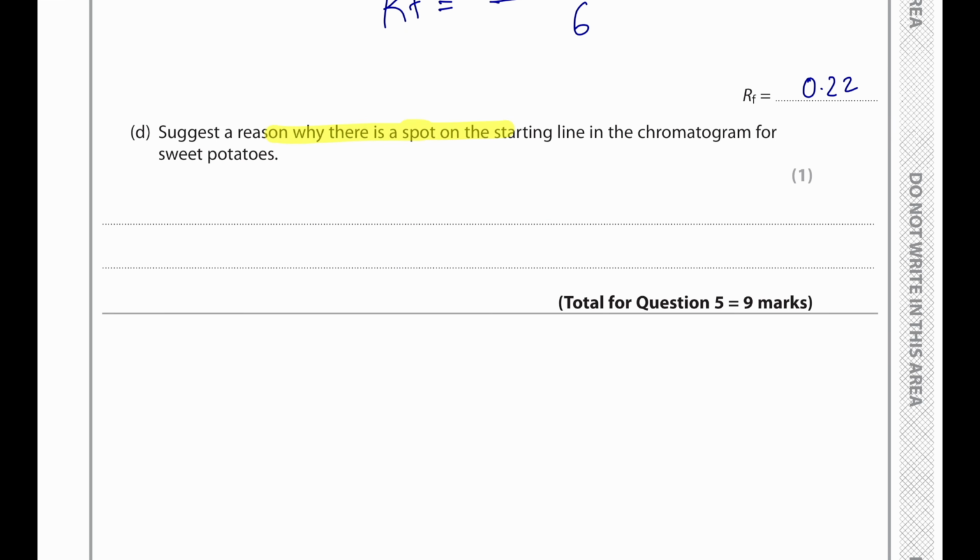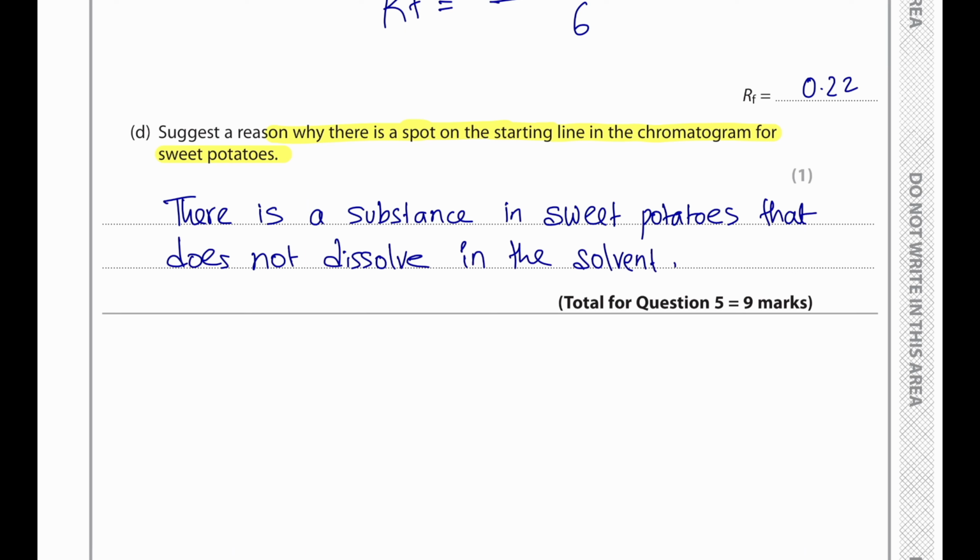Suggest a reason why there is a spot on the starting line in the chromatogram for sweet potatoes. There is a colored substance in sweet potatoes that does not dissolve in the organic solvent.